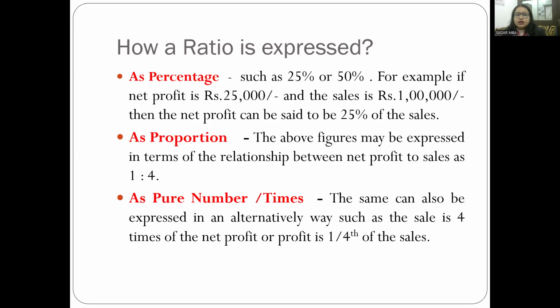A ratio can be expressed as a percentage, such as 25% or 50%. For example, if the profit is 25,000 and the sales is 1 lakh, then the net profit can be calculated as 25% of the sales. As a proportion, the above figures may be expressed as the relation between net profit and sales as 1:4. As a pure number in times, the same can be expressed alternatively: the sales is 4 times the net profit, or the profit is 1/4 of the sales.